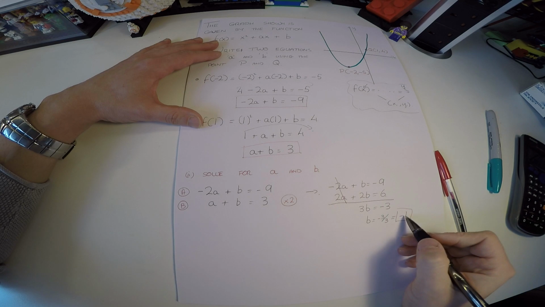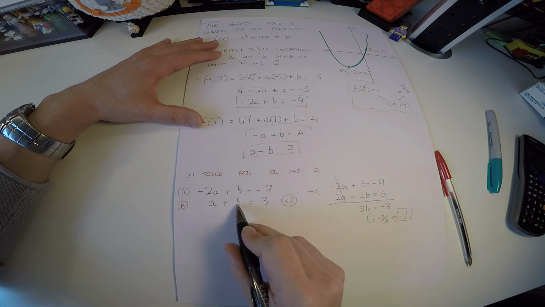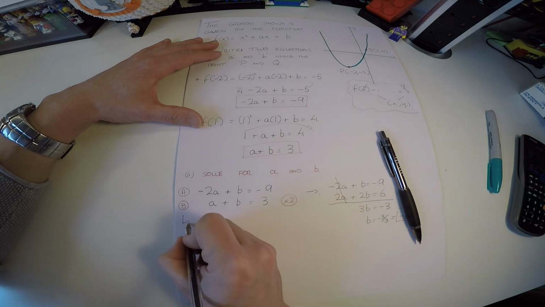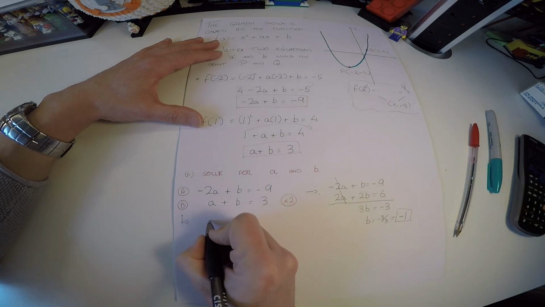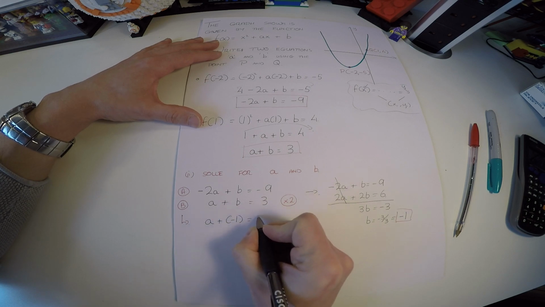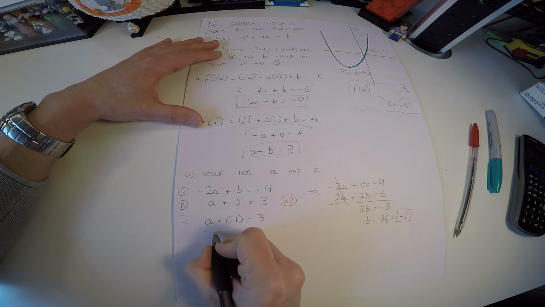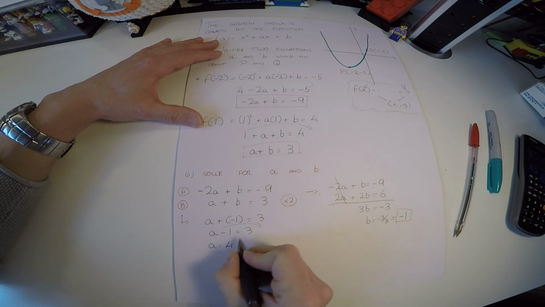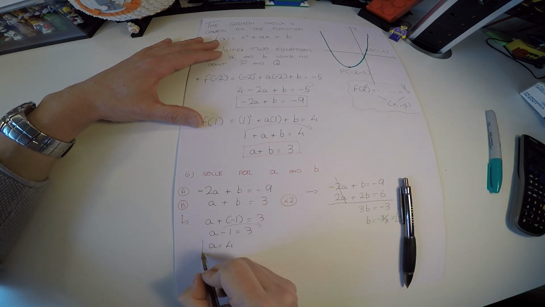How do we get our a value? Well, we sub this b value back into this equation here. So we can now say that a plus brackets minus 1 equals 3. That's a minus 1, then equals 3. A then is equal to 3. This guy comes over, becomes a plus. 3 plus 1 is 4.